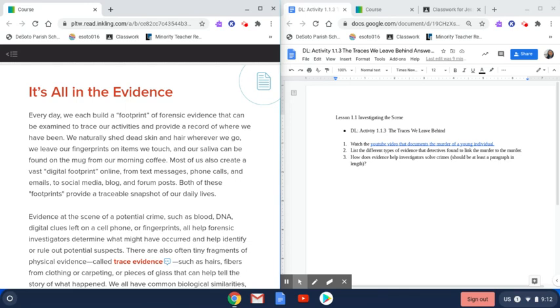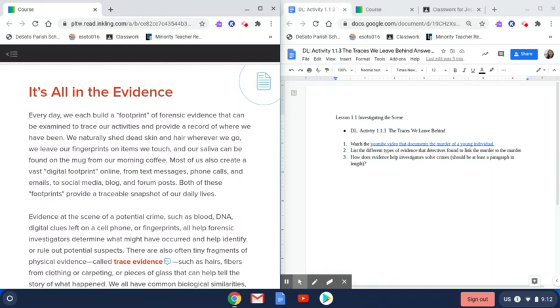At the first station, you would be looking at different types of hair under a microscope. In section 2, you would be looking at fingerprinting, so you would actually be fingerprinting one another. And in section 3, you would be looking at digital evidence. Digital evidence is things like your cell phone log, your social media, your emails, things like that. That is what you would be looking at if we were actually in a classroom.